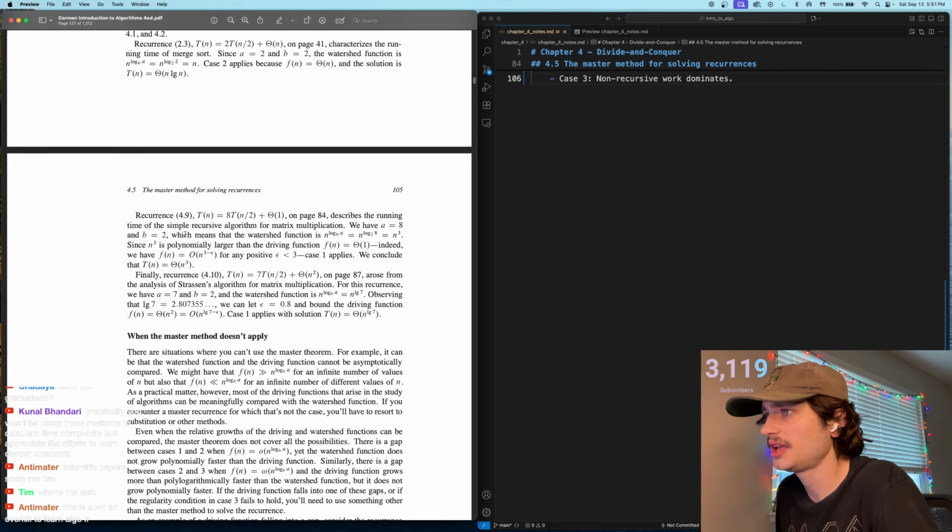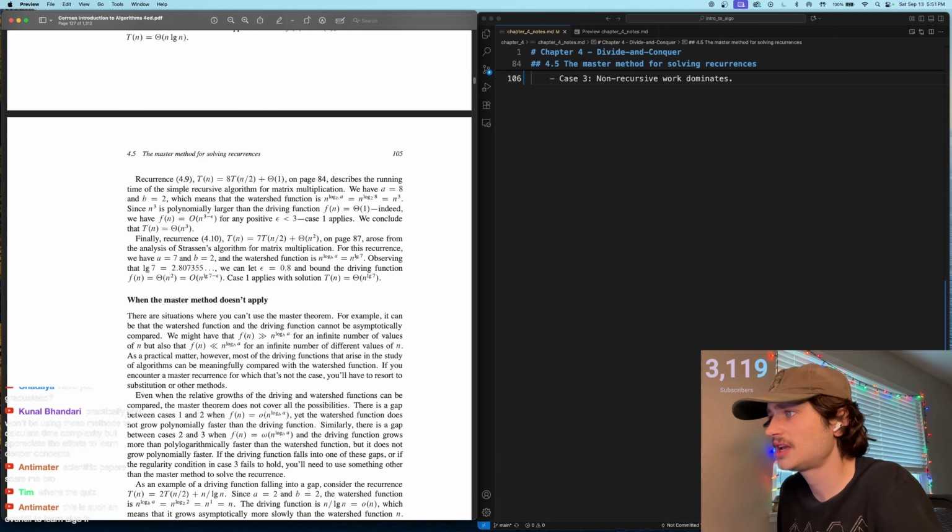We have a equals 8 and b equals 2, which means that the watershed function is n to the power of log base b of a, which is equal to n cubed. Since n cubed is polynomially larger than the driving function f of n, which is big theta of 1, indeed we have f of n equals big O of n to the power of 3 minus some constant, for any positive constant less than 3. Case 1 applies. We conclude that T of n is equal to big theta of n cubed.